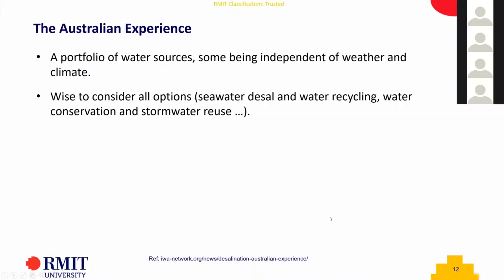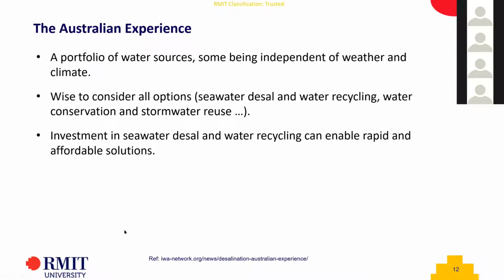Very quickly, to summarize some lessons or some experience learned from Australia's journey. To be resilient for water supply, it's important to consider a portfolio of water sources. Do not just rely on 1 or 2 water resources. These resources should include something independent of weather and climate, for example, desalination and wastewater reuse. So we should consider all these options.